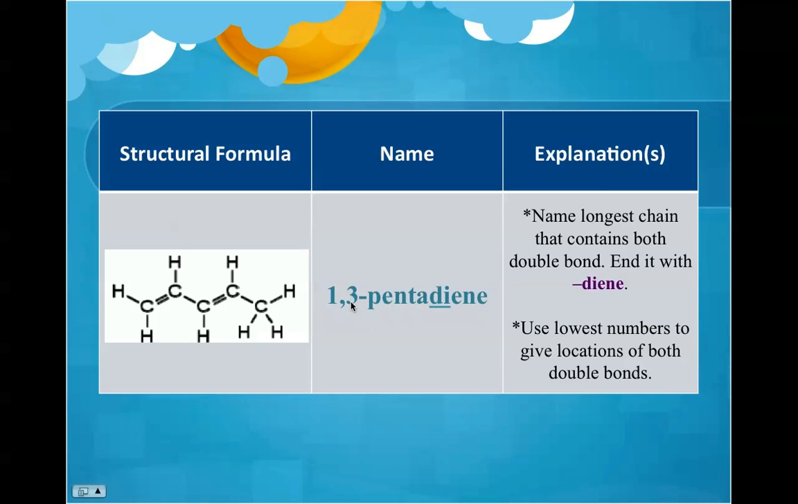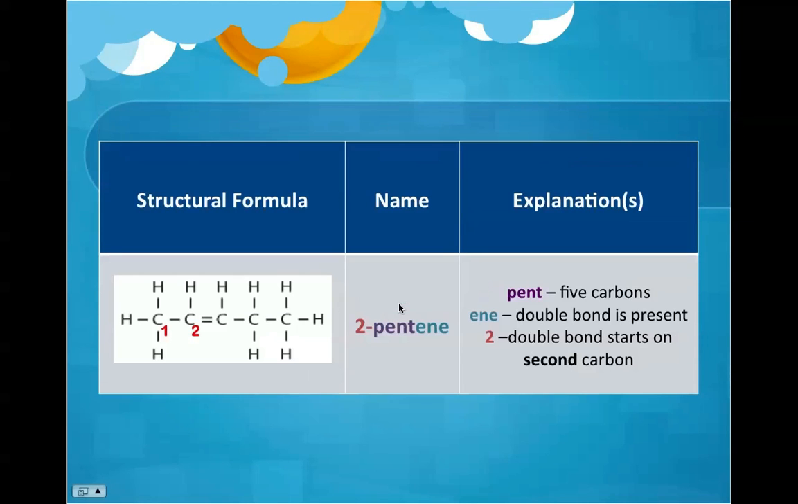One thing I want to point out is commas are always used between numbers, and dashes are always used between a number and a letter. All right, and then our other example I want to go over with these alkenes is 2-pentene. We have 5 carbons here, so I have the prefix pent-.